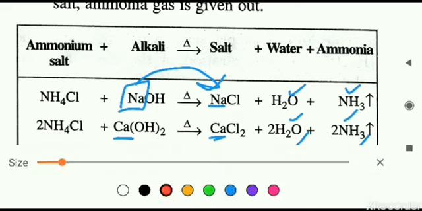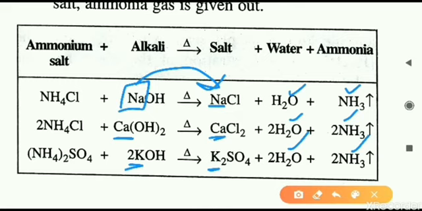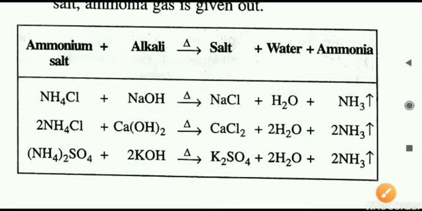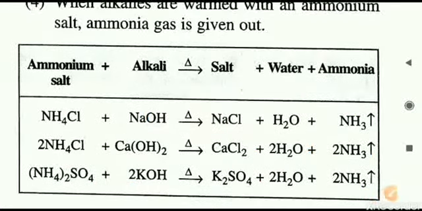That will depend upon the negative radical of the ammonium salt. In this case, the ammonium salt has chloride, the chloride ion. So chloride is coming in this salt. Here also Cl, here it is SO4. So one positive radical is coming from the alkali, the negative radical is coming from the ammonium salt. This is the reaction: ammonium salt on reaction with alkali gives salt plus water plus ammonia.